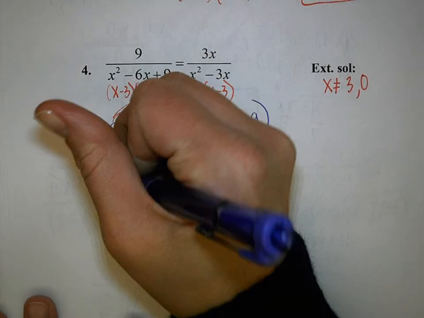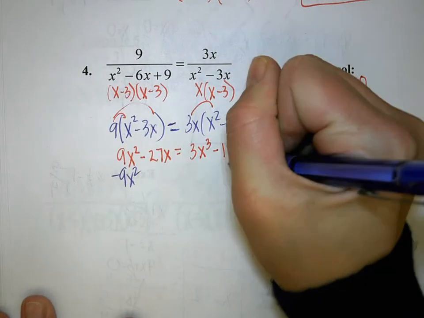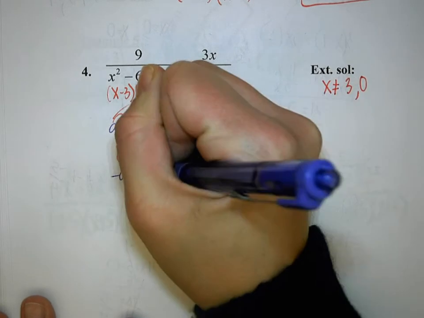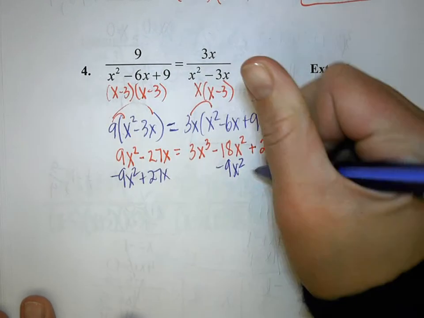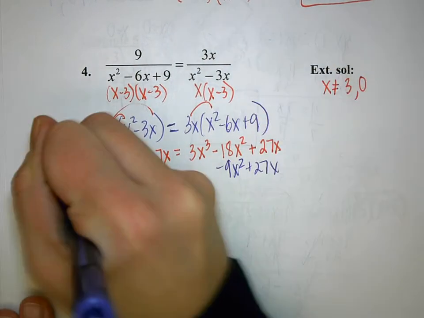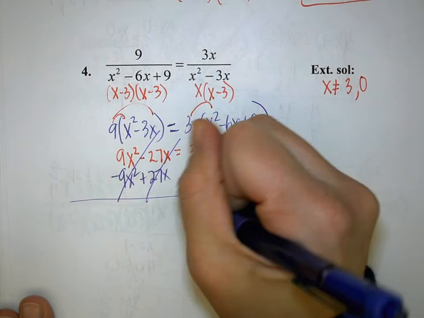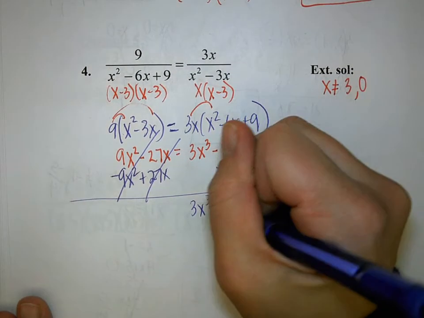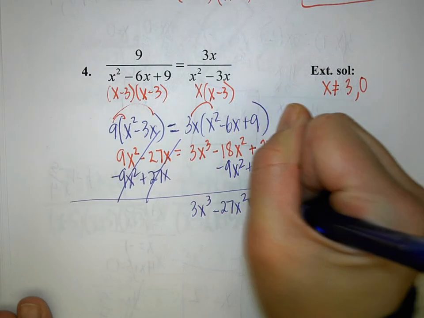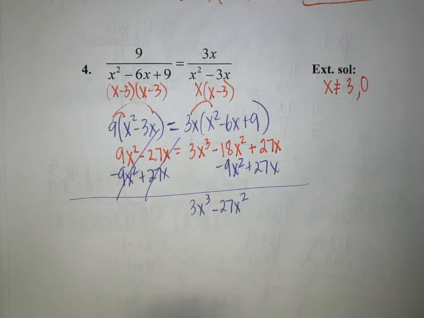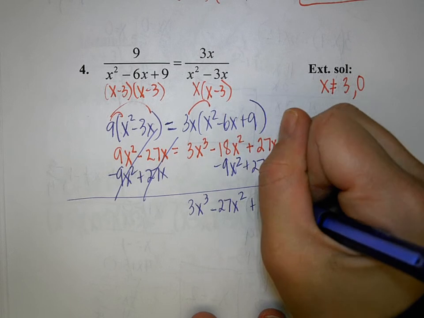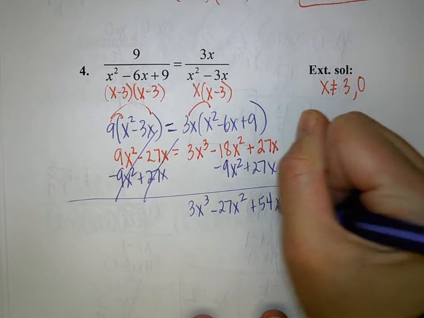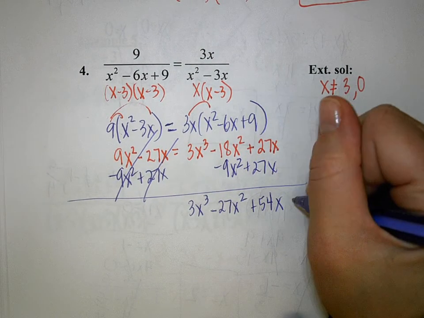So we're going to subtract 9x squared, and we're going to add 27x. Okay, so when I do that, I have 3x to the third power. Negative 18 and negative 9 makes, good, negative 27x squared. And then 27 plus 27 is 54x equals 0.